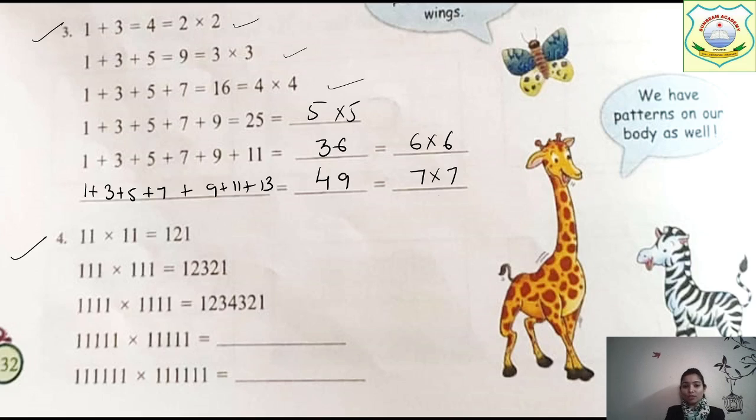ये squares होते हैं. You will study it in the class 6 or 7 about the square. Okay. Square means just double of the number. 2 2s are 4, 3 3s are 9. That is square. Now question number 4. 11 multiplied by 11 is 121.